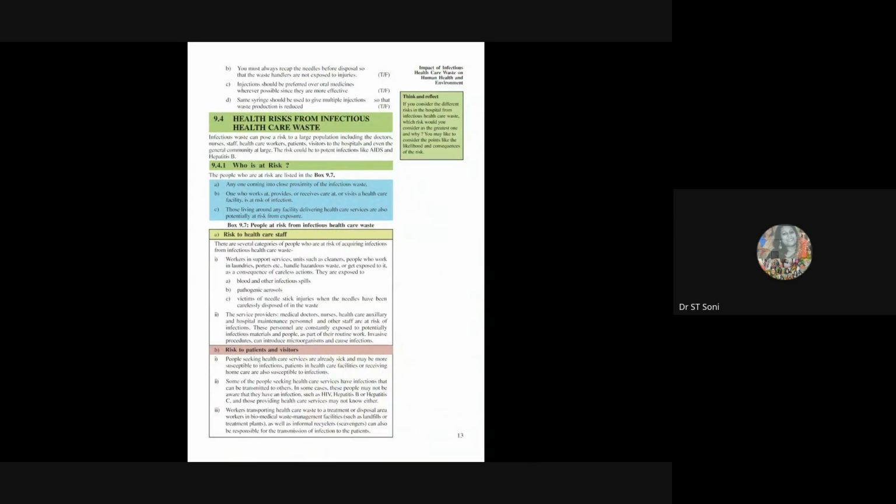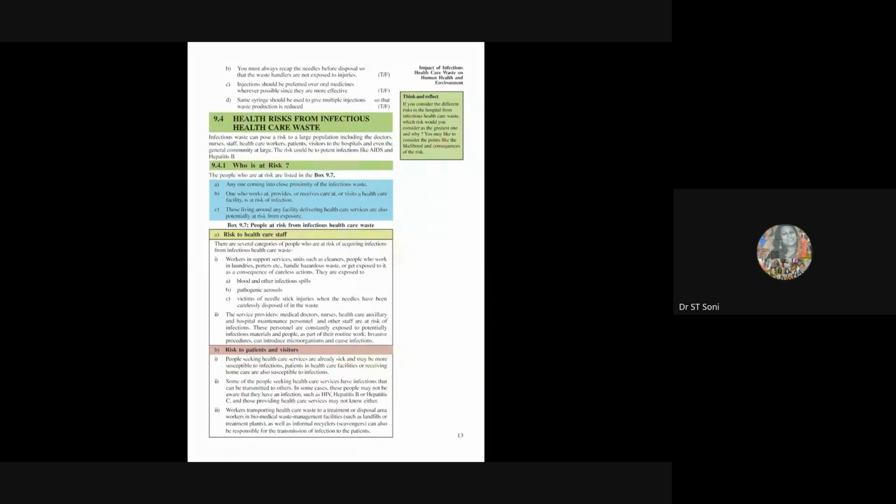So this risk to the healthcare staff, we all know that they can have the risk of blood and infectious spills, pathogenic aerosols, maybe needle stick injury also. They also comprise a risk to patient visitors. Okay, so people who are visiting us, like patient relatives and all, if they are susceptible, they may also catch the infection.